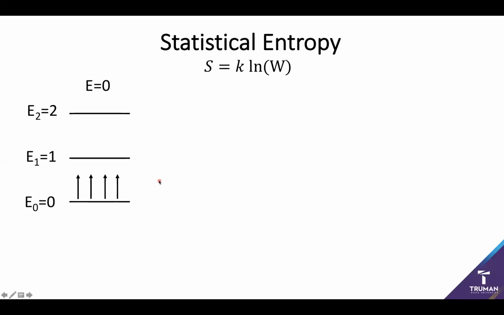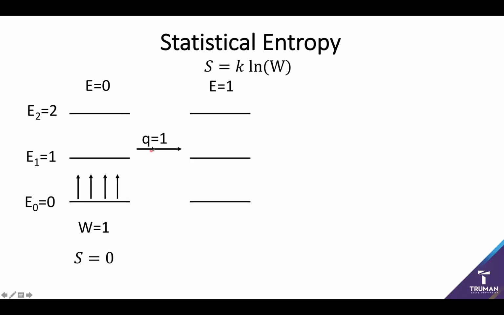Now, in this case, the number of microstates, or the number of possible arrangements of these 4 particles that will get me this energy, is actually fairly easy. There's only one possible arrangement: everybody in the bottom. So this gives me an entropy of 0. Woohoo! And so again, not exactly the most favorable case.